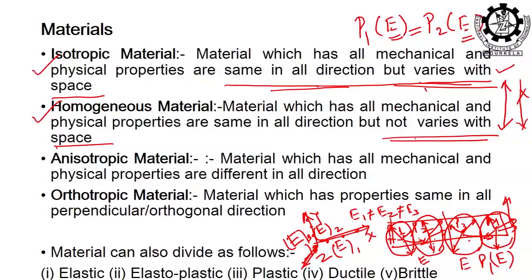That means it is orthogonal: E1 is the same, E2 is the same, but E1 is not equal to E2. Perpendicularly they are the same, but individually they are not equal. Materials can also be divided into more cases, like elastic, elastoplastic and plastic. This is one kind of broad classification I have shown.